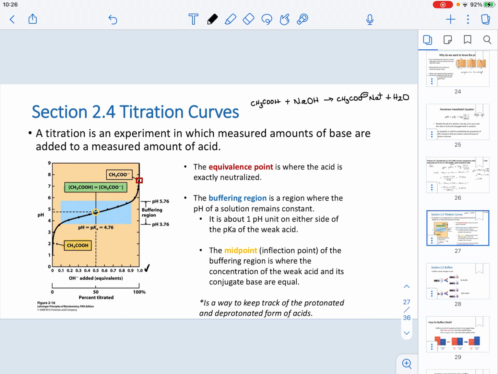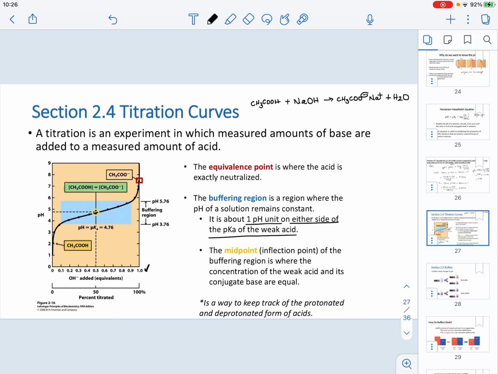The first region that you can see here, present in the second bullet point and highlighted in that blue box, is specifically the buffering region. Buffers are something that is going to be explained in the next few slides. But for now, understand that the buffering region is a region where the pH of the solution remains roughly constant. Now, it is called a region because it spreads for about 1 pH unit on either side of the pKa of the weak acid. Why is this important?